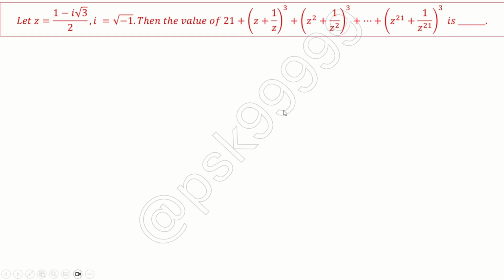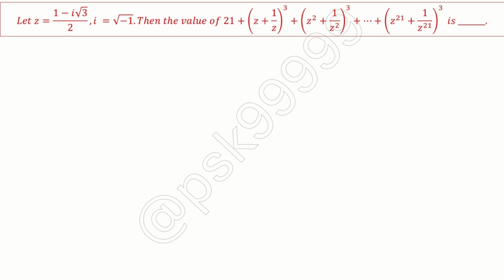The first one is: let z equal to (1 minus i root 3) divided by 2, where i is equal to square root of minus 1. Then the value of 21 plus (z plus 1 by z) whole cube plus (z square plus 1 by z square) whole cube, up to (z to the power of 21 plus 1 by z to the power of 21) whole cube is. First thing is to understand the question.